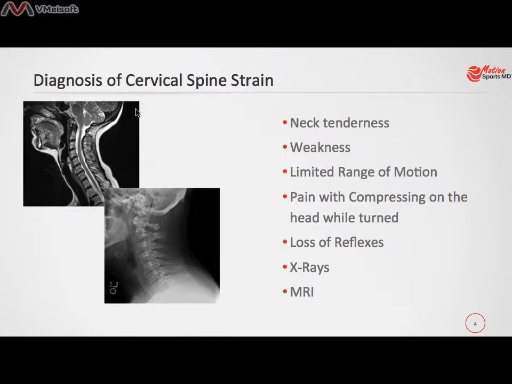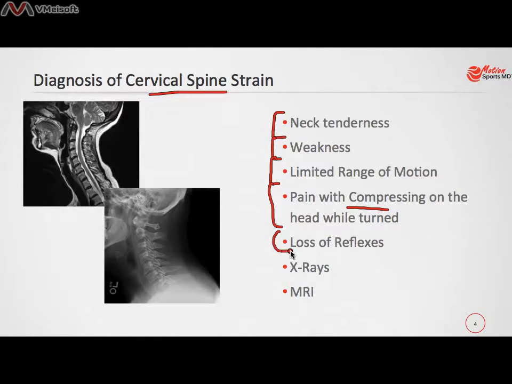So how would we diagnose cervical spine strain? Well, on physical exam, you could do a couple of things. You can look for neck tenderness when you press on the neck, and some weakness for the patient. Because they're so stiff, they might have some limited range of motion. Sometimes the physician will do a maneuver where they'll compress the patient's head while it's turned, and that will elicit neck tenderness, and that might be a sign of cervical spine strain as well.